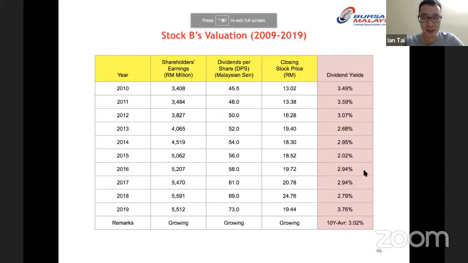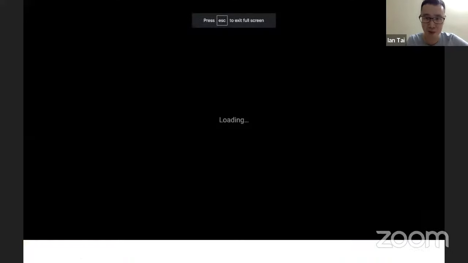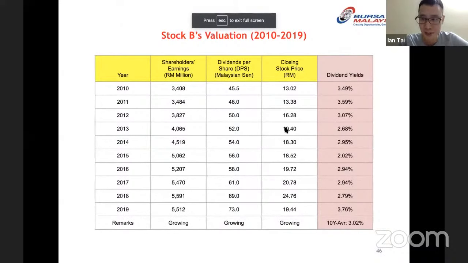All right, guys, let me just change this. Which I've actually done here. So let's take a look together, shall we? We have the dividends per share. As you can see, it's growing. Stock price is the same. Can you see that the dividend yield goes from 3.49, 3.59, 3.2, and then we have a bunch of 2s, and then we have 3.76. So the 10-year average dividend yield is actually 3.02%.